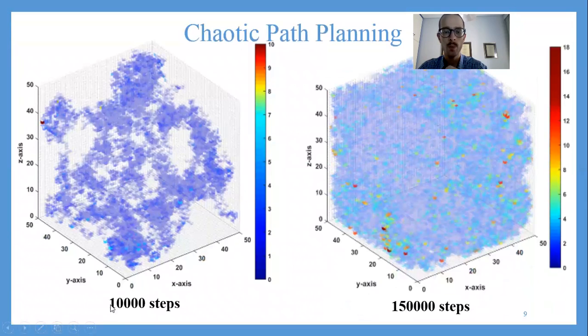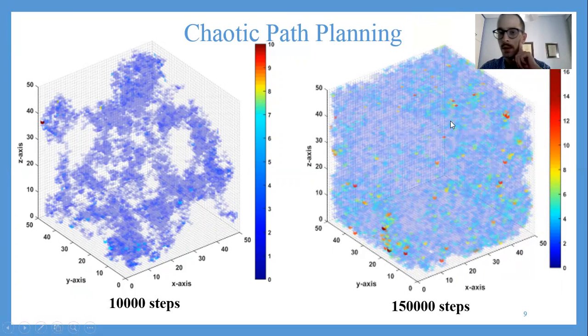So for example, here I have a simulation for 10,000 and 150,000 steps. You will see that the area coverage increases, but as the number of steps increases, we have some form of visits to previous cells. So you can see here that some places, some cells are revisited 1, 2, 3, 10, 20, 15 times, which is to be expected, of course, since we don't apply any sort of optimization technique here.